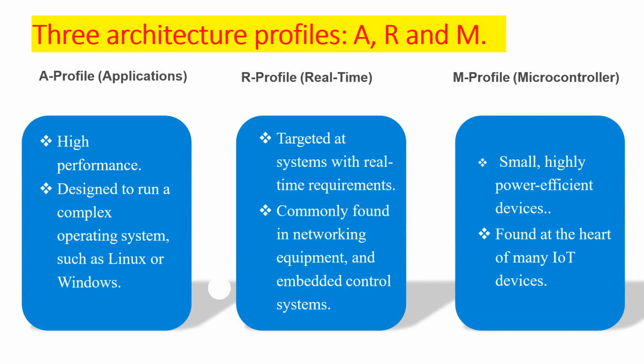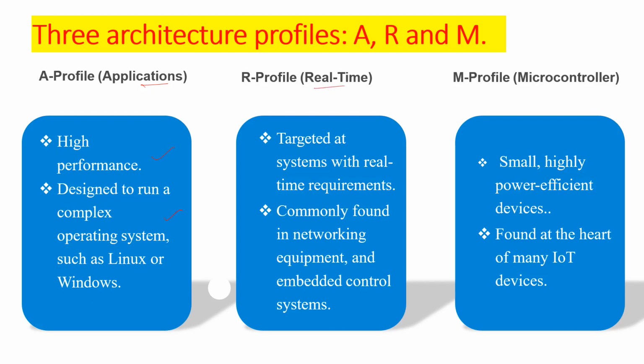Basically, we have 3 architecture profiles: A, R, and M. A for applications, R for real-time, and M for microcontroller. As you can see here, the application ARM processors are used for high performance and to run complex operating systems like Linux.